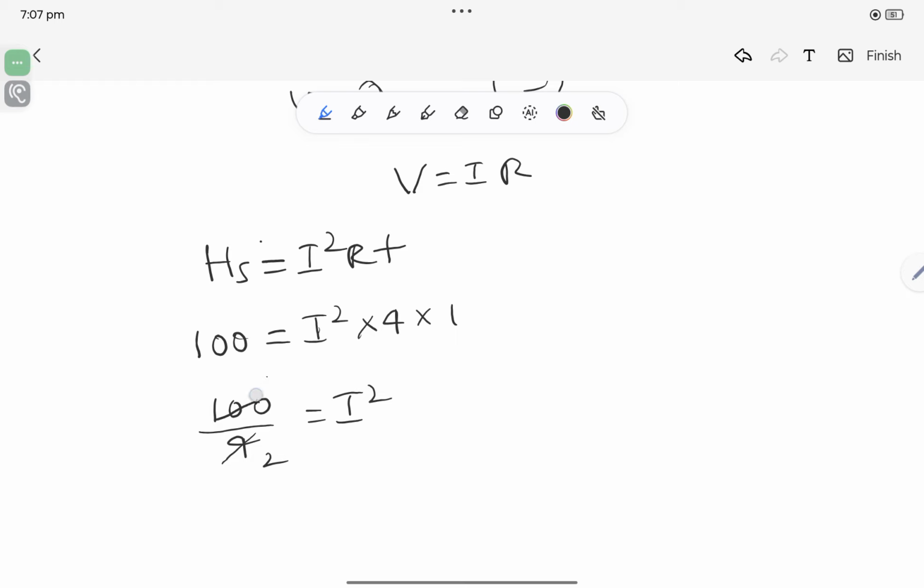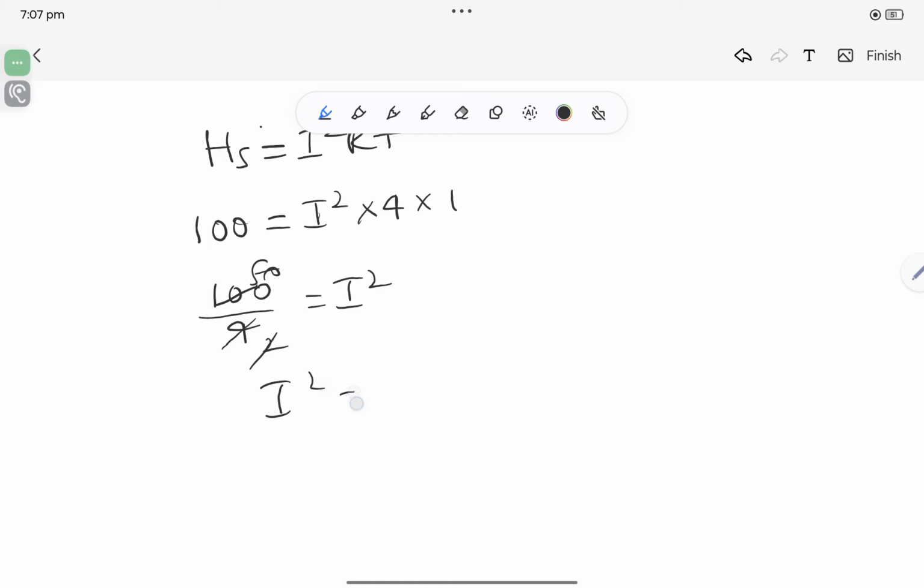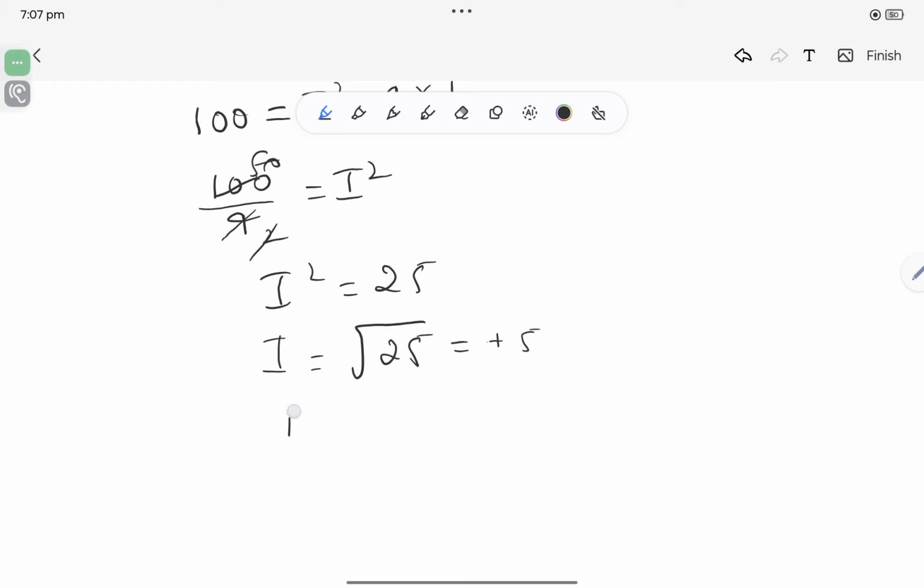Dividing, it becomes I square is equal to 25. If we take the square root on both sides, the square root of 25 is plus or minus 5. Here for current we will take plus only, so I is equal to 5 ampere.